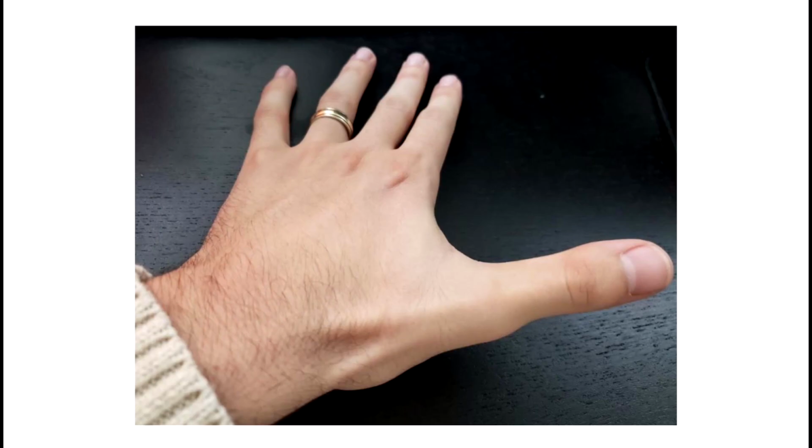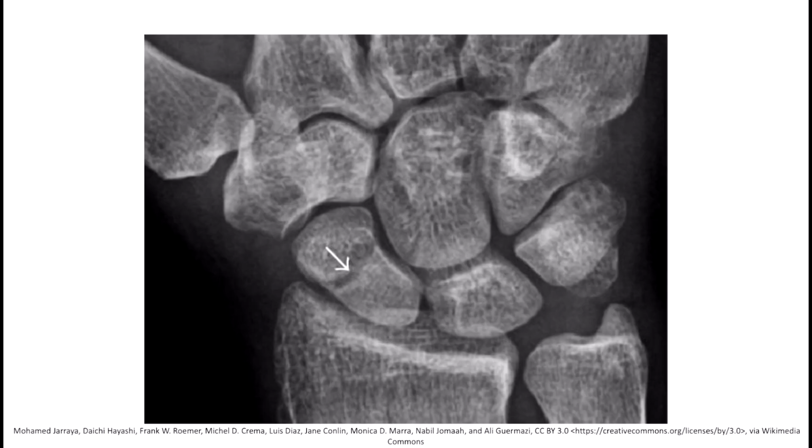Here's an image of a left hand with the thumb extended and abducted, and here's that triangular depression on the dorsal and radial side of the hand that's referred to as the anatomical snuff box. It's an area that will most likely be painful in a patient with a scaphoid bone fracture. Here's an x-ray depicting the scaphoid fracture, which is marked with an arrow. Once again, x-rays can be negative on initial presentation of scaphoid fractures and thus cannot be used to definitively rule it out.